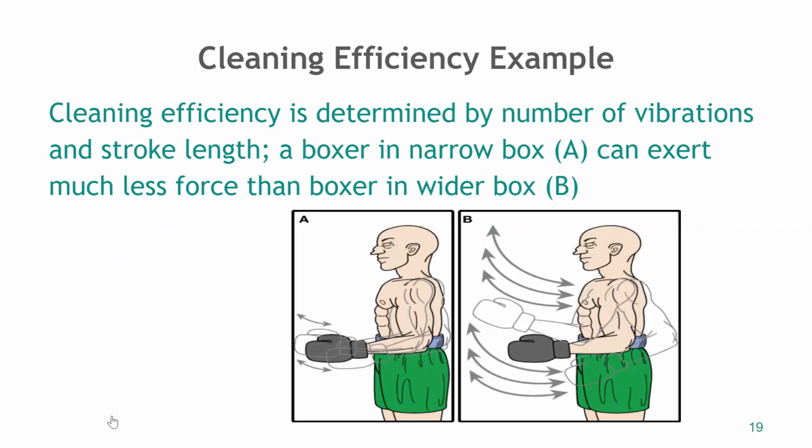Okay, so cleaning efficiency is determined by the number of vibrations and stroke length. So a boxer in a narrow box can exert a lot less force than a boxer in box B that has more room to move his arms back and forth, okay?